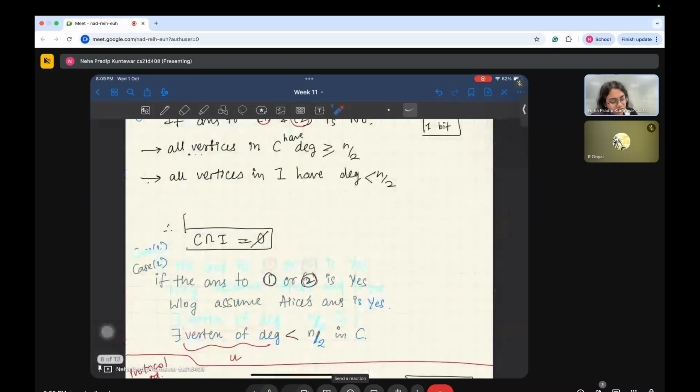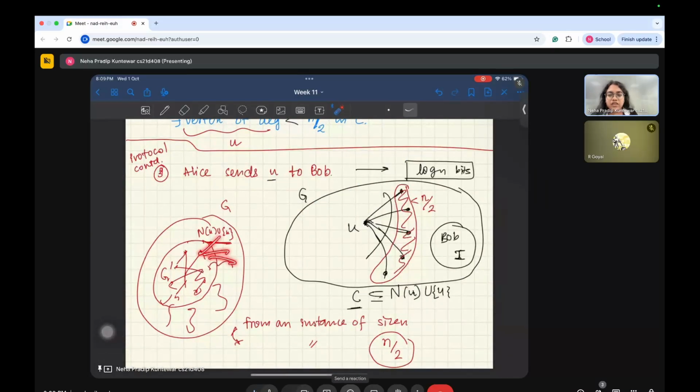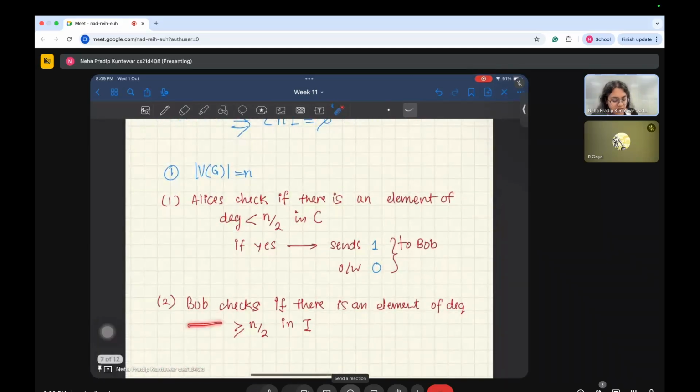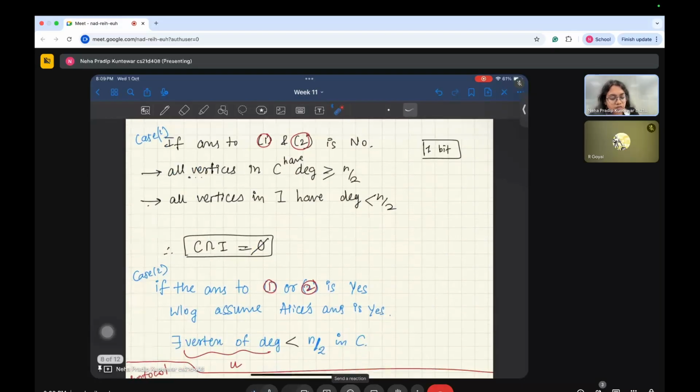And also the degrees are changing because we might have deleted some vertices, so we're only looking for degree within G prime, and Bob does the same thing. With respect to the new n, Bob is going to check whether there's an element of degree at least n by 2. If at this point we get that both the answers are no, then we'll declare that the intersection is empty.